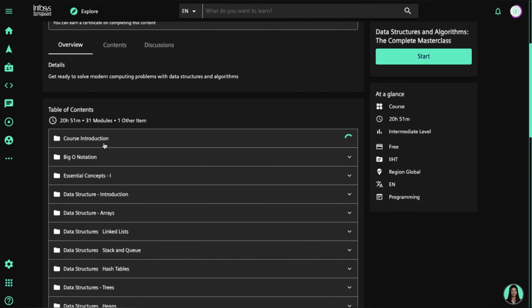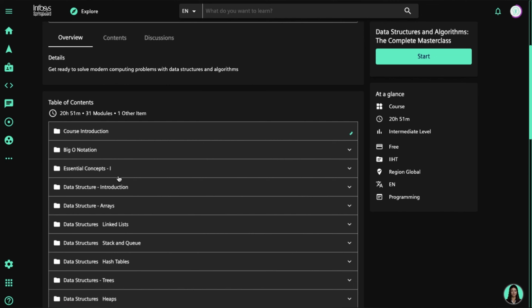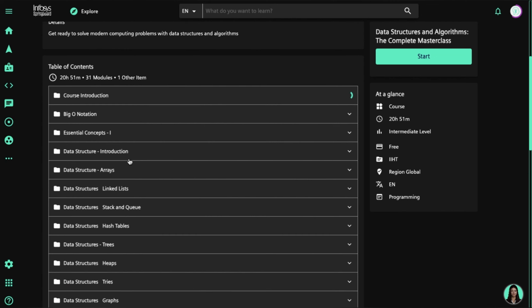Firstly, you will understand the course introduction and Big O notation. So what is Big O? Big O is a time complexity measure, so that coders will consider that a particular problem is solved in a particular time frame. This can be calculated by the Big O notation. Essential concepts will also be learned in this course, and for data structures the introduction is a complete roadmap.